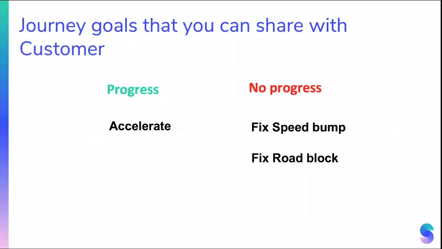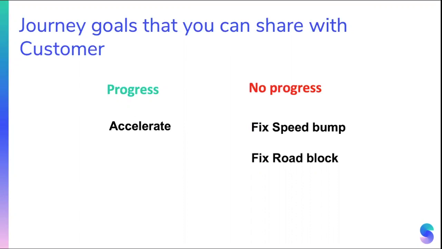Then going back again to what we talked about earlier, good and bad journeys. Progress is when we do things, when we do more together with the customer, basically. And that's one type of goal you can have. You can have a progress goal. We call it accelerate. You want to do more. You can also have no progress.